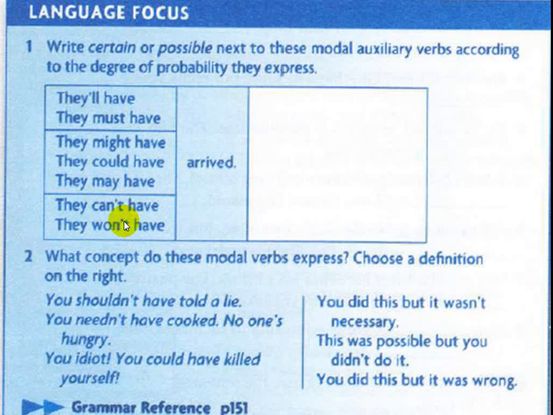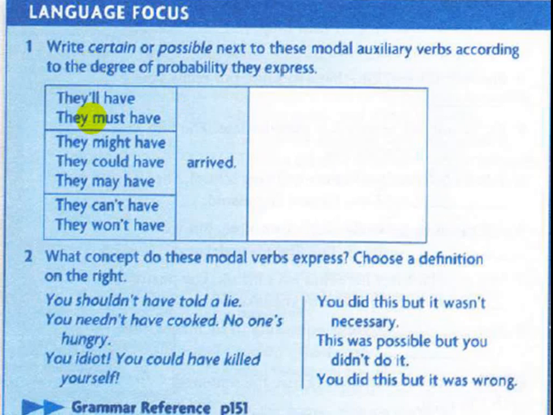This is the past tense of will not. So we write either certain or possible. So they will have, a certain. Will is certain. They will have, certain. It is an assumption based on our knowledge of people and things.